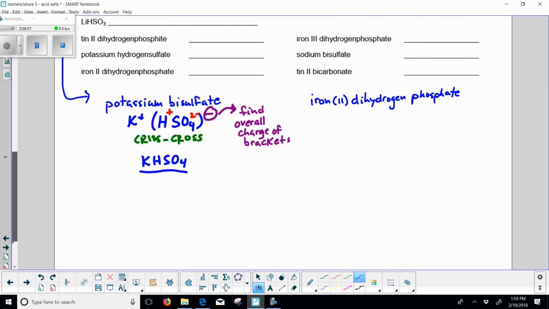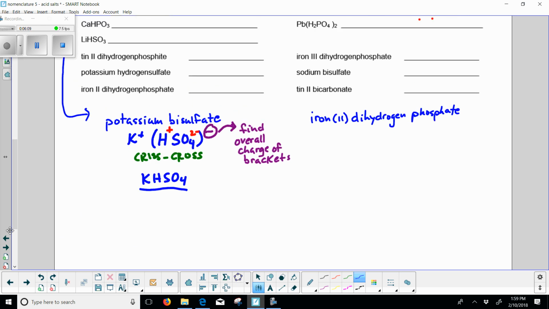Okay, so let's look at the bottom, just to summarize what we've done. So I've got potassium bisulfate. What we did is we wrote down the metal and determined the charge. Then we looked at the ion in here, the hydrogen sulfate together. We have 1 positive charge, 2 negative charges, giving us an overall charge of negative. And when we crisscross, we end up with our KHSO4.